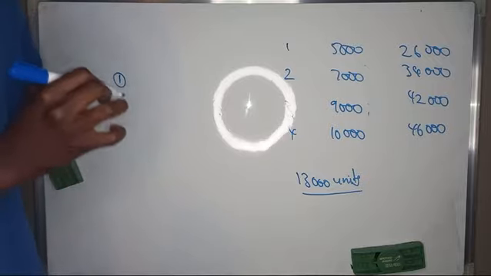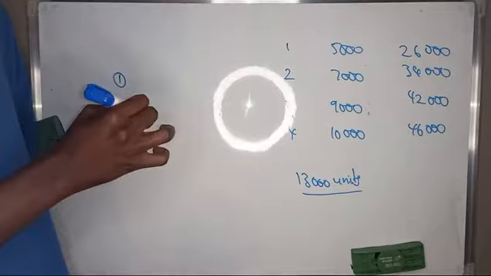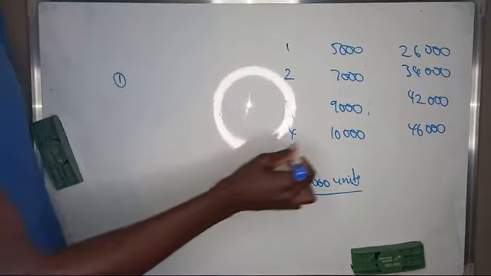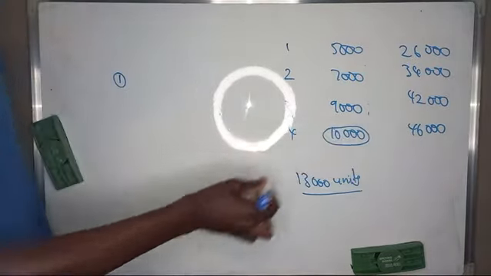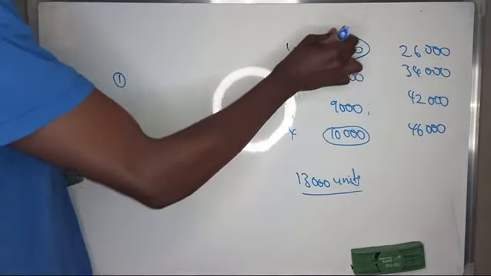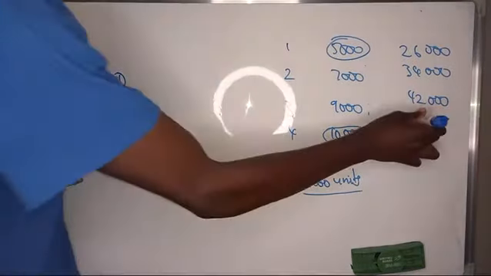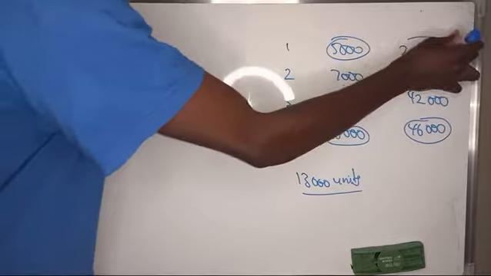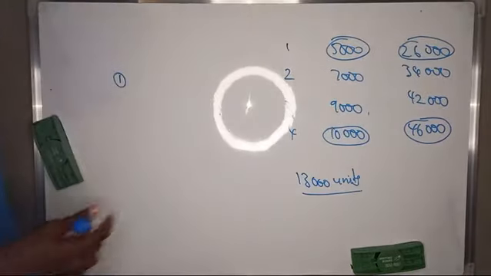So you need to choose the highest level and the lowest level. The highest level here is 10,000. The lowest level is 5,000. And then we're also going to pick their costs as well. We're going to ignore anything else.